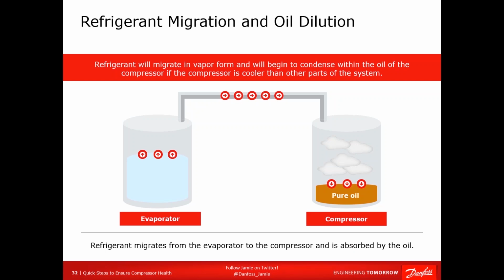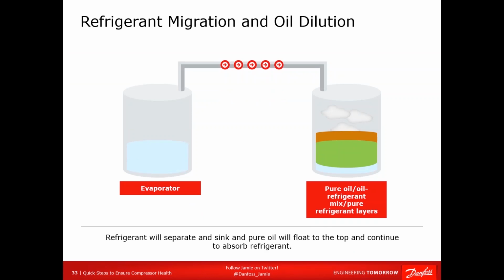And so it will literally absorb that refrigerant vapor because it has a lower vapor pressure. And the evil thing is that refrigerant will settle to the bottom and separate from the oil. So you end up with a pure refrigerant mixture on the bottom, a mixture in the middle, and virgin oil in the top. And this will continue to absorb refrigerant until such time as the compressor decides to start. And when this happens, you get a pressure drop.